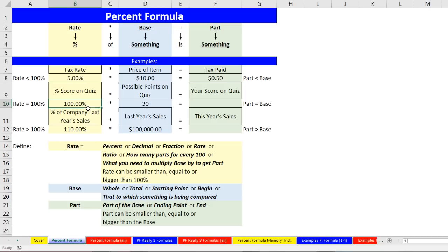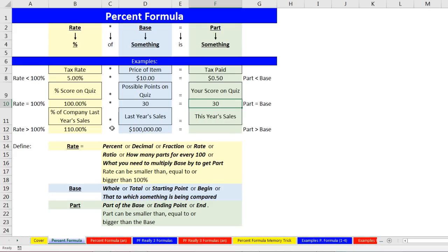You love that. You got 100%. Possible points on the quiz, that's the max possible, 30. So we can easily figure out your score. Equals, we'll take the rate times the base, Control Enter. 30 points. Now in this example, the percentage or the rate is exactly equal to 100%, and the part that we calculate is exactly equal to the base.